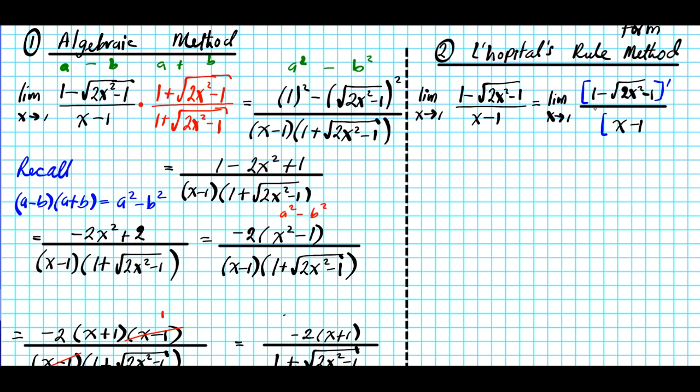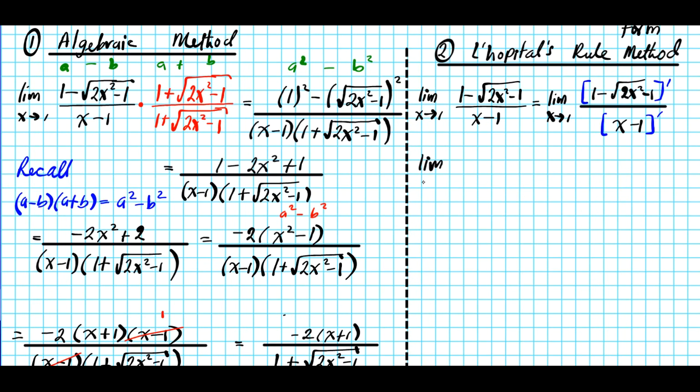We're not differentiating the entire thing. We're separating it, doing the top and the bottom separately. If we were differentiating the whole expression here, we'd have to use the quotient rule. But that's not what we're doing. We're separating the numerator and the denominator. Okay? So let's go ahead and apply L'Hopital's rule here.